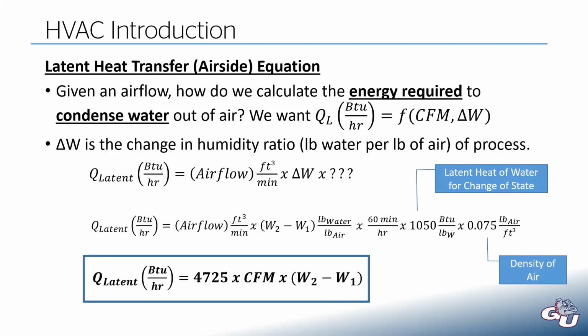So this equation is a little different. We have a different coefficient at the beginning, 4725 times our CFM times our delta W. But you can see our latent heat transfer is entirely based on how much air we are moving and what our change in water content is, and has nothing to do with the temperature of the air.